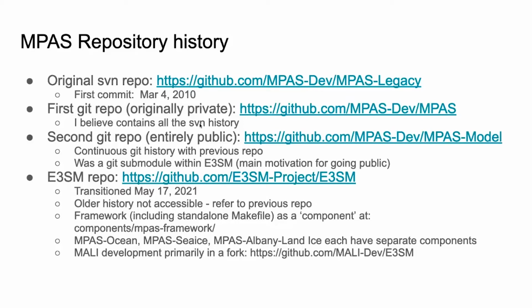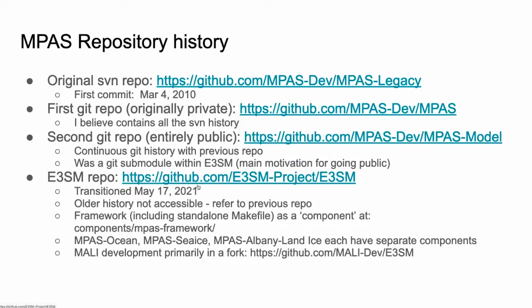Then a number of years later, maybe 5 years ago now, and I didn't look up the dates, we migrated to a second Git repository called MPAS-Model, which is maybe familiar to a number of people, and that was entirely public. It had a continuous Git history with the previous repository and was at the time a submodule within E3SM, so the entire MPAS code was a submodule. If I remember right, this was the main motivation for switching from a private to a public repository. But because there are 4 or 5 different component cores in MPAS, and not everyone wanted to go public at the same time, that's why we ended up with 2 different repositories.